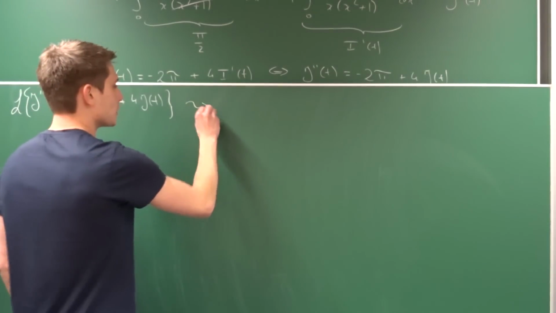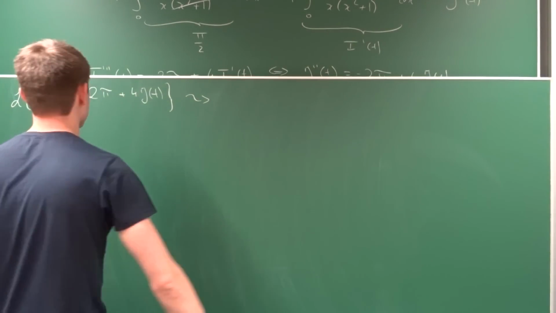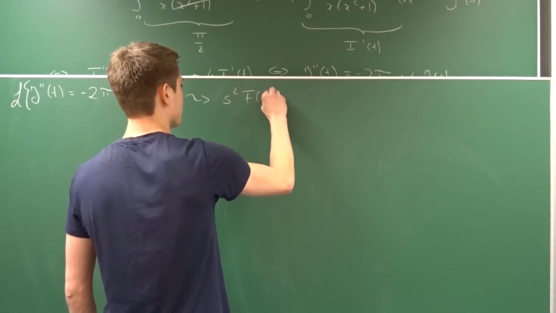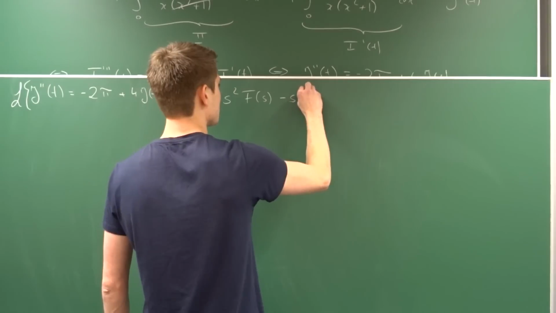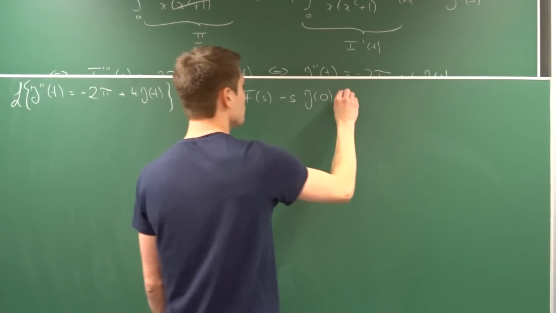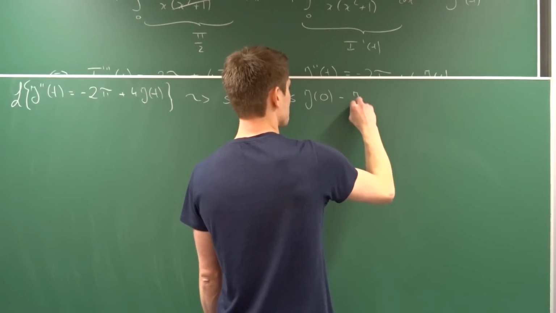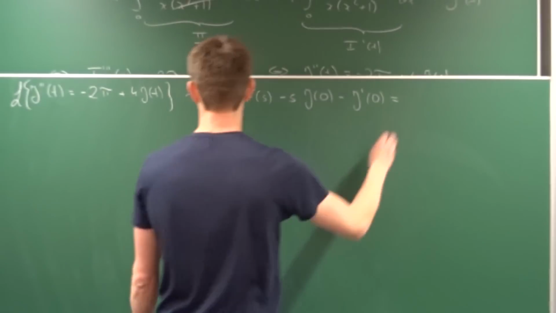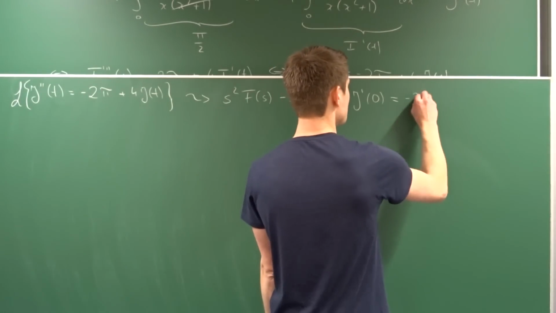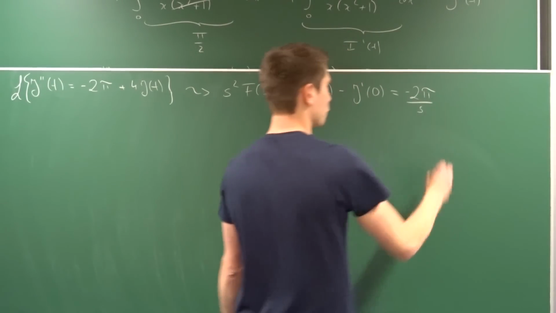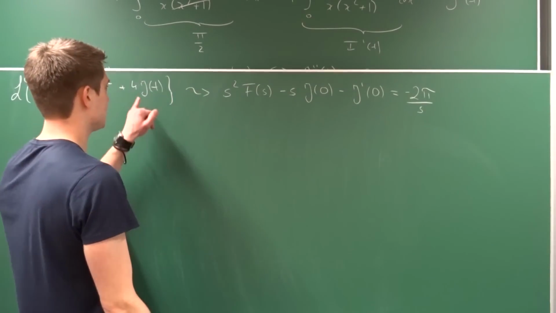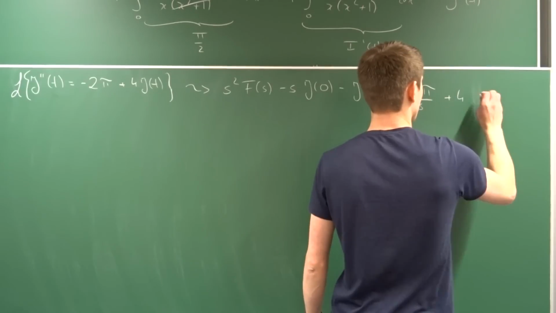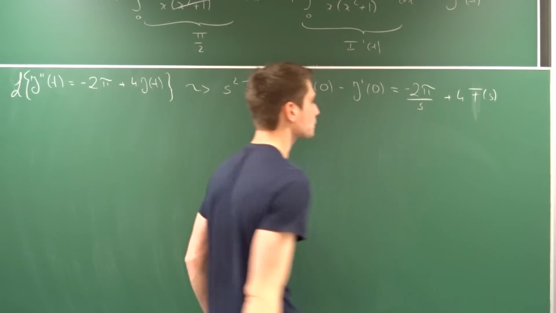We are going to use our already derived identities, and what we end up with is s squared times F in terms of s, and then negative s times J of 0 minus J prime of 0. So this is this term, and this is equal to, so what do we get? This is minus 2 times pi, but the whole thing over s. So that's the identity, and then positive 4 times F in terms of s.